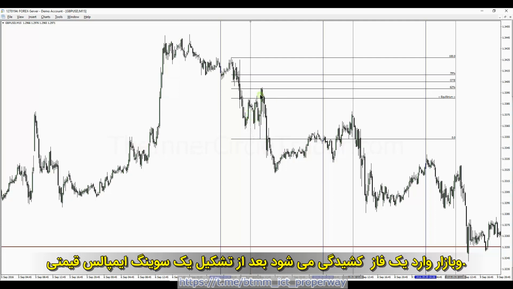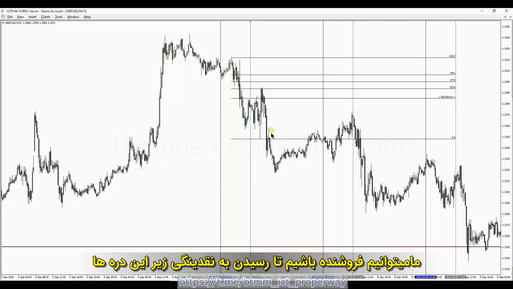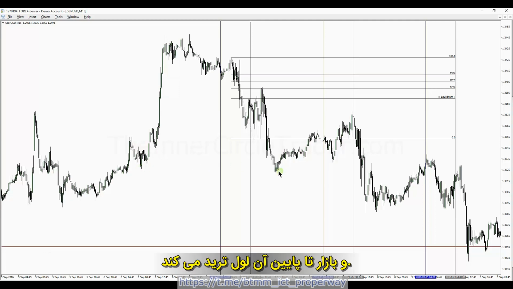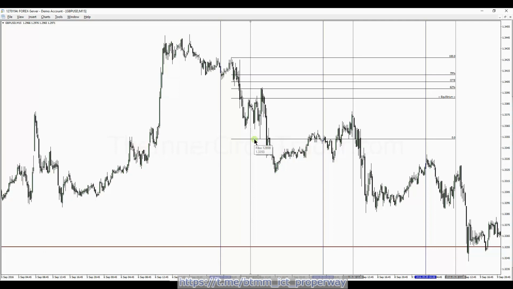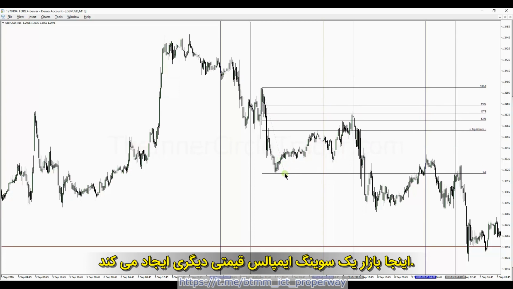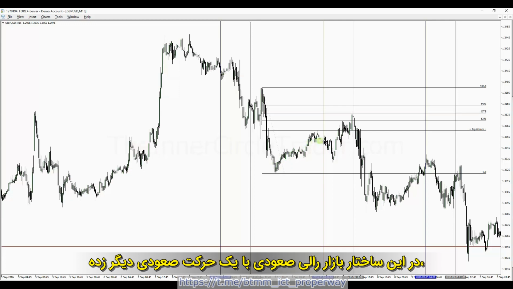Market goes into a protractionary phase after an impulse price swing. We can be a seller, reaching for liquidity below the lows. And looking over here in previous days, we can find an old low back here as well, and market trades down into that level. Market makes another impulsive price swing here. In this context, the market rallies up with another move higher.